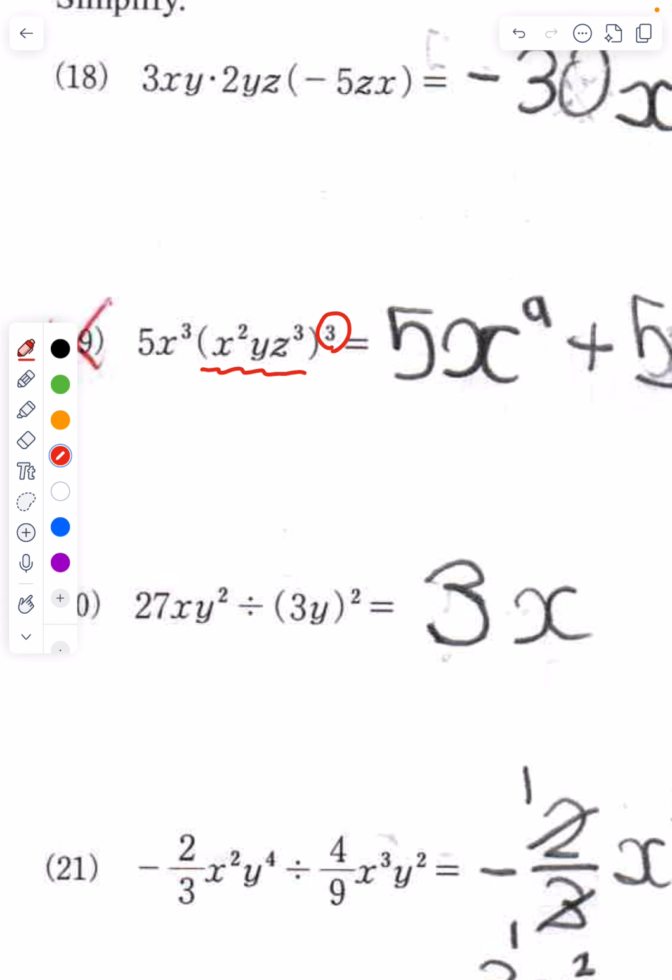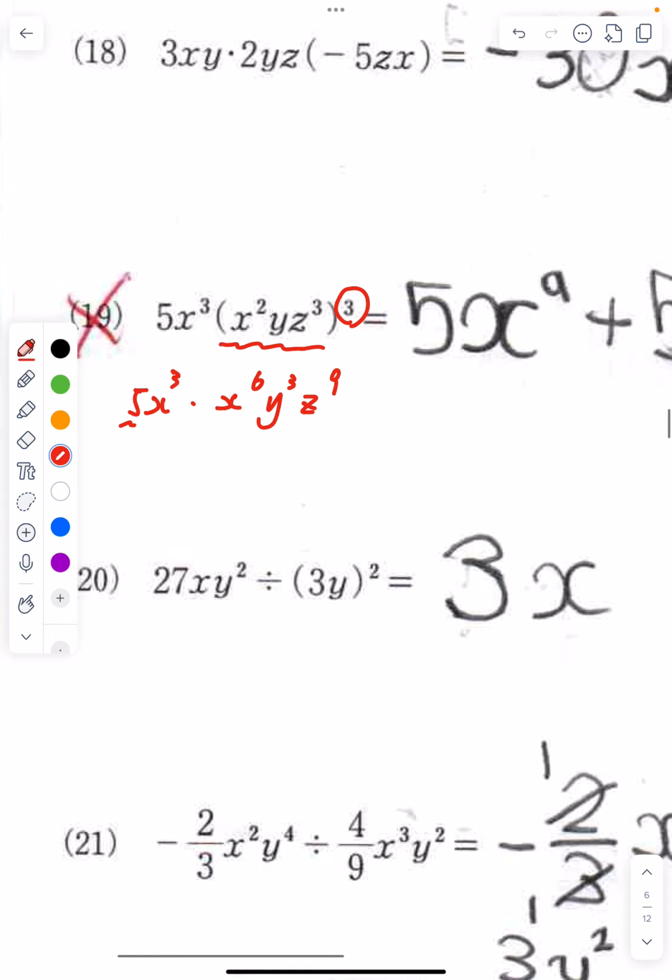When we calculate this, it will be x to the power of 2 times 3 is 6, y to the power of 3, z to the power of 3 times 3 is 9, and then we use 5x to the power of 3 times that. In this case, 5 will multiply the whole thing, so everything will have 5 in it. x to the power of 3 times x to the power of 6, just to remind you, should be x to the power of 9. So you're adding the exponents instead of multiplying.